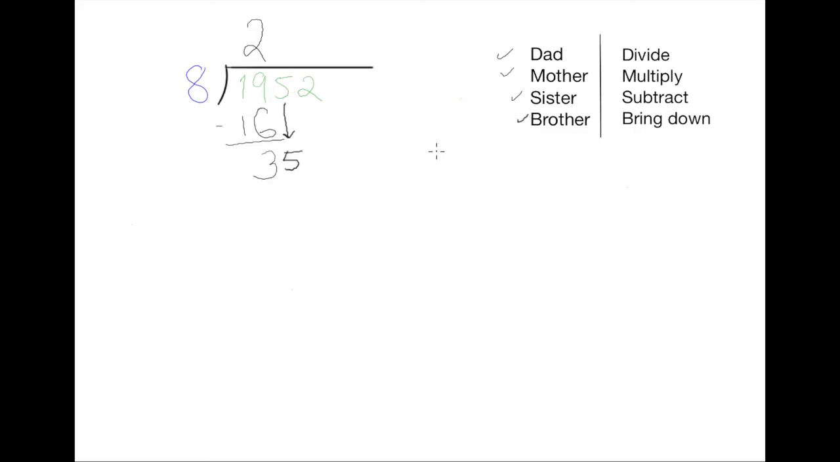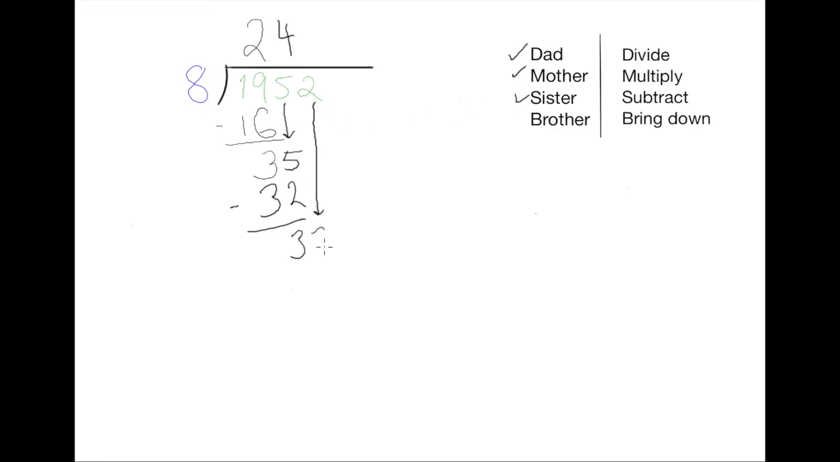And we're finished with the brother and moving back up to the dad. This means that we have to divide again, since dad divides. Since we brought down the 5 from the dividend, we're going to use this value to divide with instead of the original value. This means that we're dividing 35 by 8, which equals 4, since 8 goes into 35 4 times without going over. Continuing down the pathway, we have to let mom multiply. So we multiply 4 times 8 to get 32, and we have to write 32 below the 35. Sister subtracting is next, where we subtract 35 by 32 to get 3. And finally, brother again, so brother brings down, and we bring down the 2 from the original dividend.